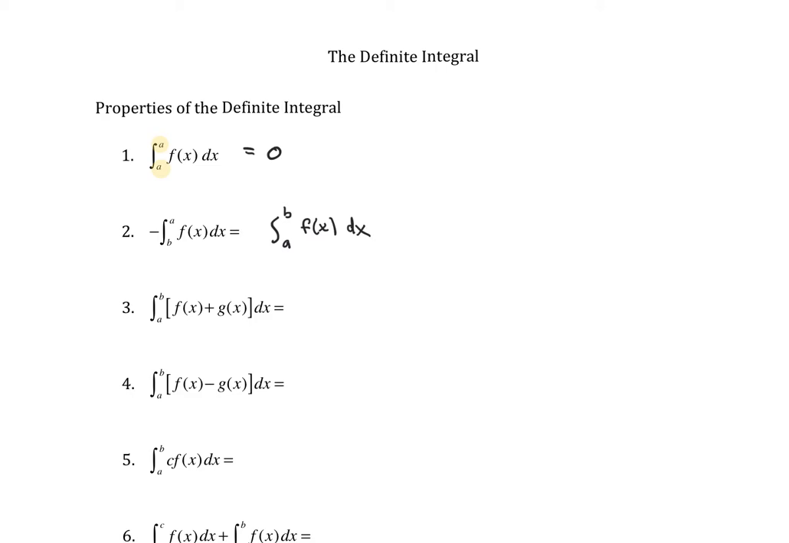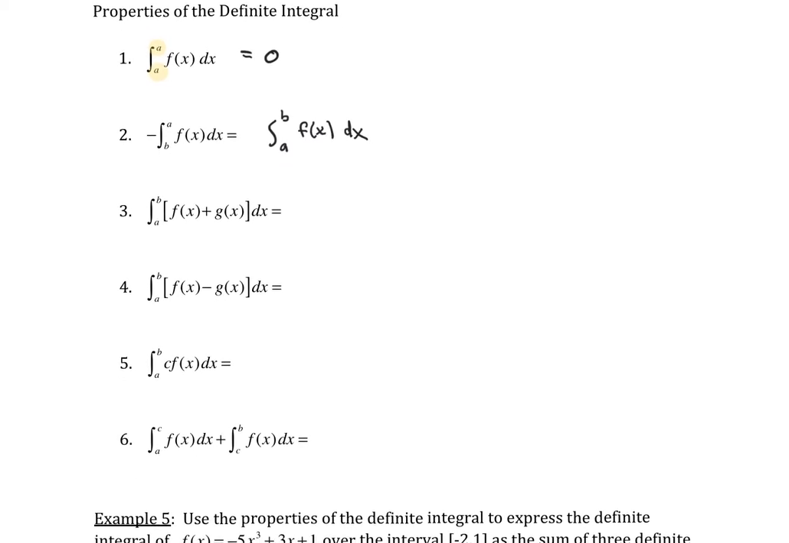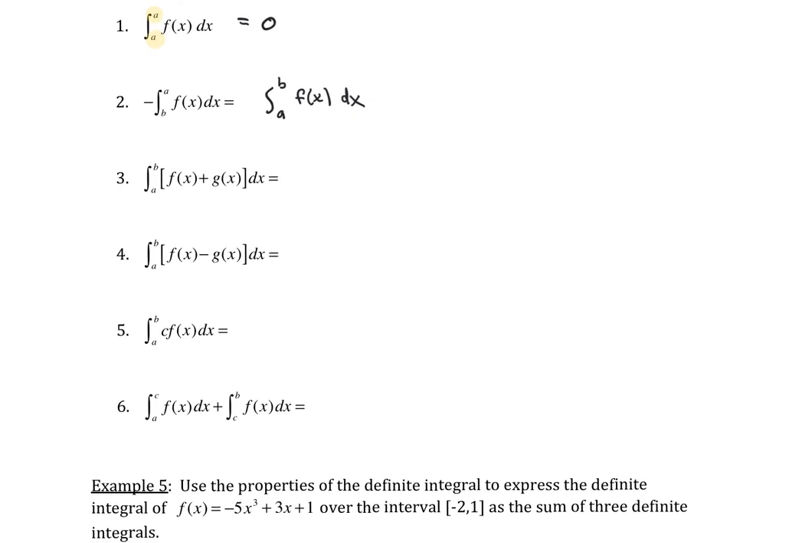All right. The third property of integrals that we have is a summation property. So if we have the sum of two functions inside the integrand, then we can split it up into two pieces. Then we can write the integral from a to b of f of x dx plus the integral from a to b of g of x dx.